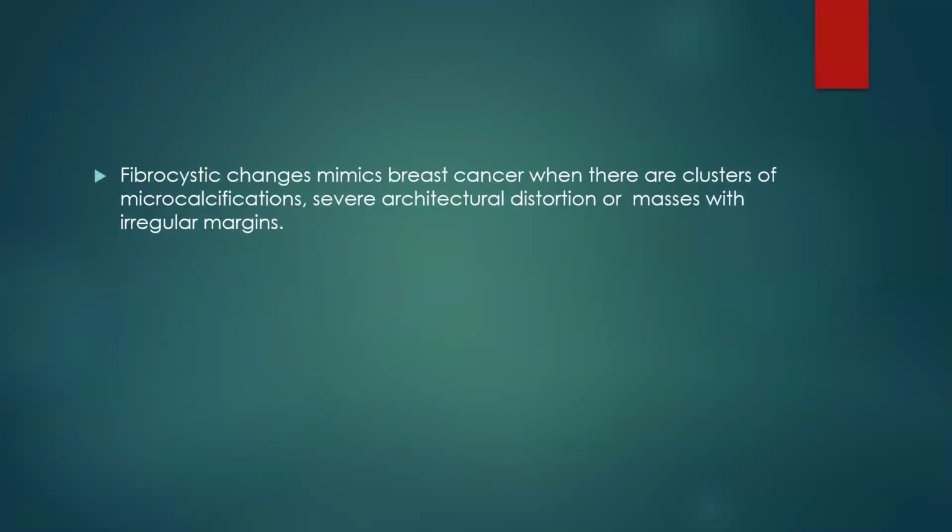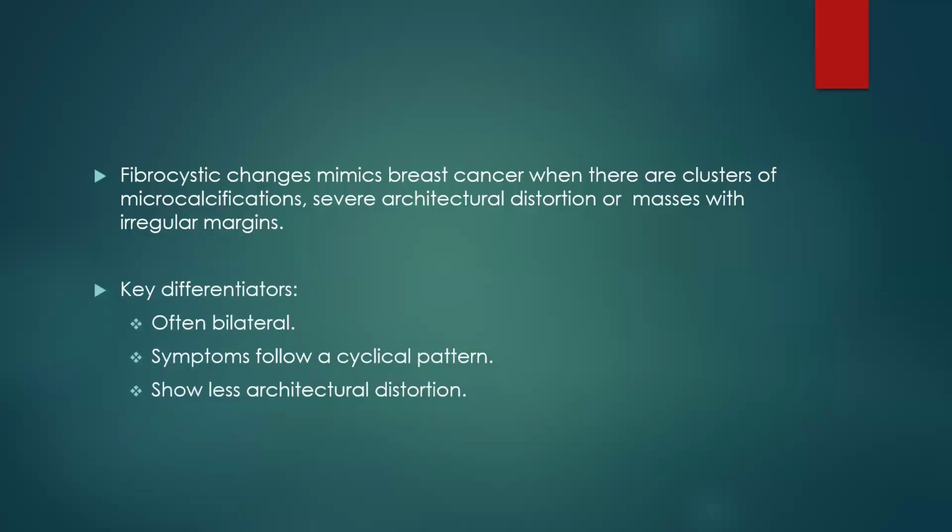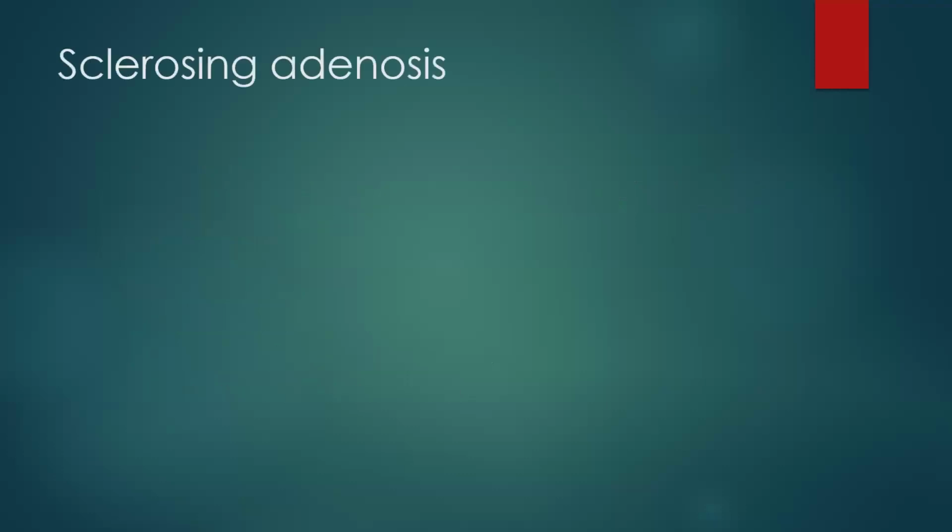The fibrocystic changes mimics breast cancer when there are clusters of microcalcification or severe architectural distortion or masses with irregular margins. But the key differentiation in this case will be that they are often bilateral and their symptoms follow a cyclical pattern, and they show less architectural distortion than breast cancer. So you can use these key differentiators to navigate through the dilemma of fibrocystic changes.